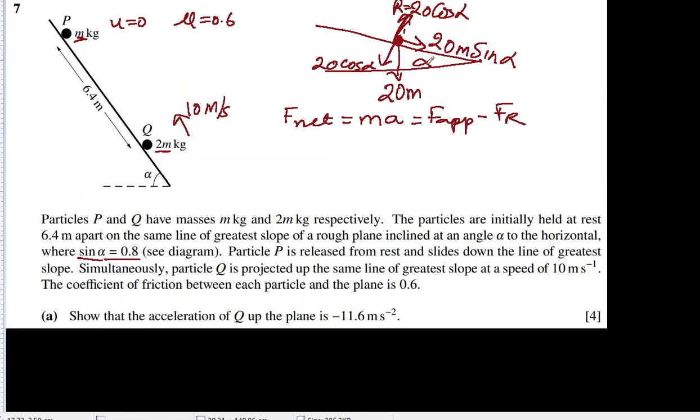So what is the applied force? There is no force that is forcing it up. It was thrown at the initial point, and after that nothing is touching it. Once nothing touches any point, the applied force becomes zero. There is no applied force, and that's why we will not have any arrow in this direction. Though it is moving in this direction, there is no applied force, zero. The resistive force is 20m sine alpha. So 20m sine alpha, and sine alpha they've given as 0.8.